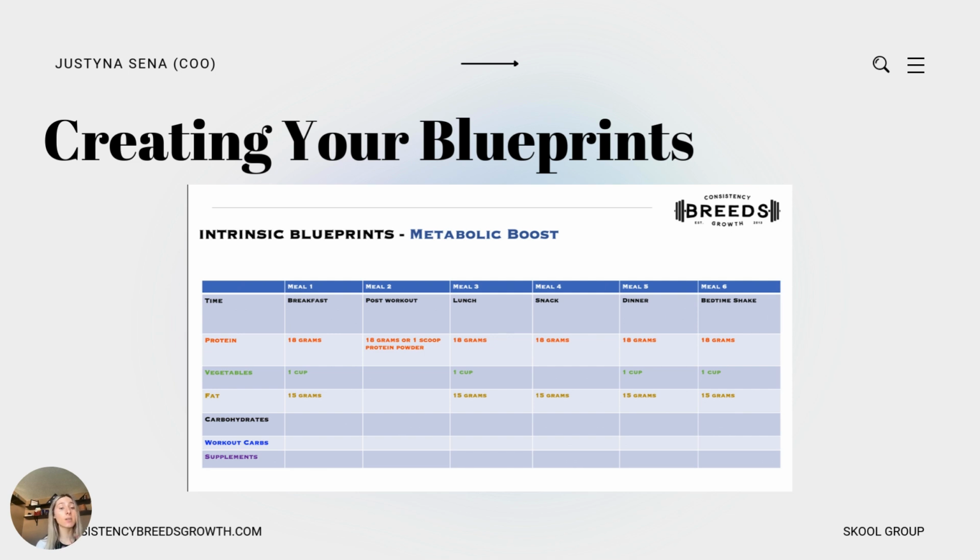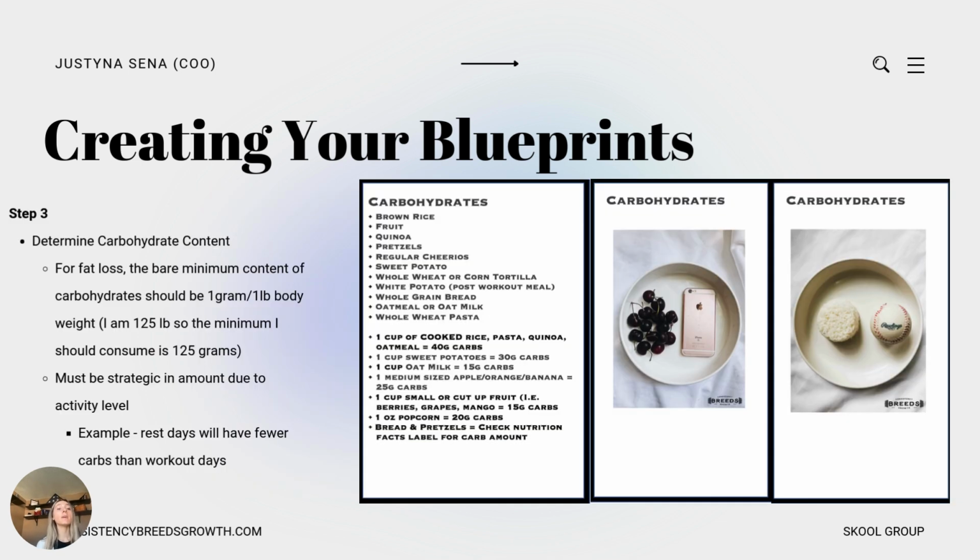So again, this is still our metabolic boost. This is the first set of blueprints that you're going to be making for yourself to spike your metabolism up to get ready for a caloric deficit. Now, finally, step 3, determining your carbohydrate content. For fat loss, the bare minimum content for carbs should be 1 gram per pound of body weight. So again, I'm 125 pounds, so the minimum that I should consume is 125 grams.